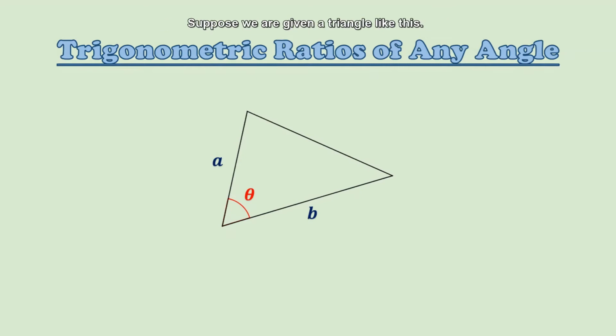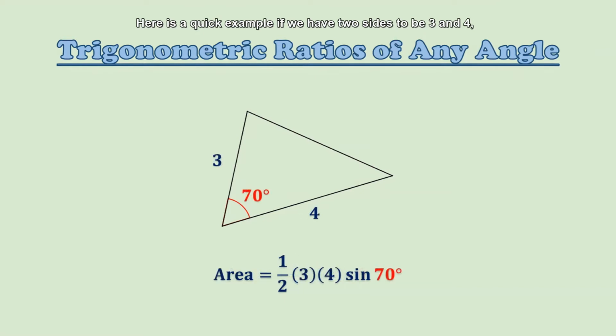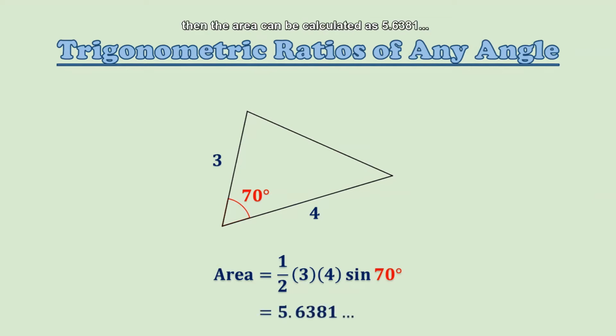Suppose we are given a triangle like this. Later on, we will learn that the area of this triangle can be given by this simple formula. Here is a quick example. If we have two sides to be 3 and 4, and we have a 70-degree angle here, then the area can be calculated as 5.6381 something.